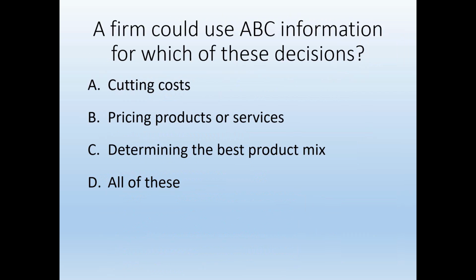Based on this discussion, a firm could use activity-based costing information for which of these decisions? That's right. The firm could use activity-based costing to help make all of these decisions. This is the end of this section.